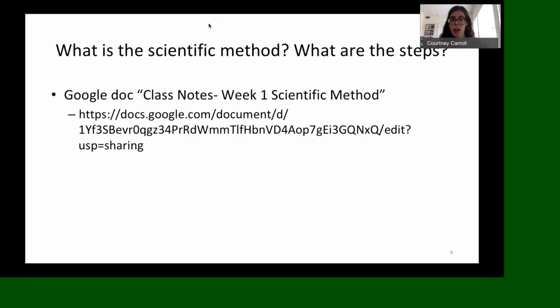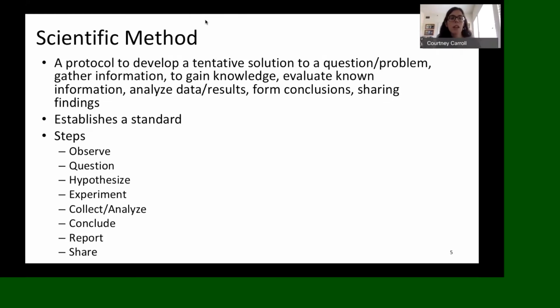Okay, I hope you did that. Let's keep going. Let's see if you were right. Let's see how good you guys were able to be in coming up with the steps of the scientific method. Okay, so the scientific method is a protocol to develop a tentative solution to a question or a problem, to gather information, gain knowledge, evaluate that known information, analyze data, form conclusions, and end by sharing our findings.